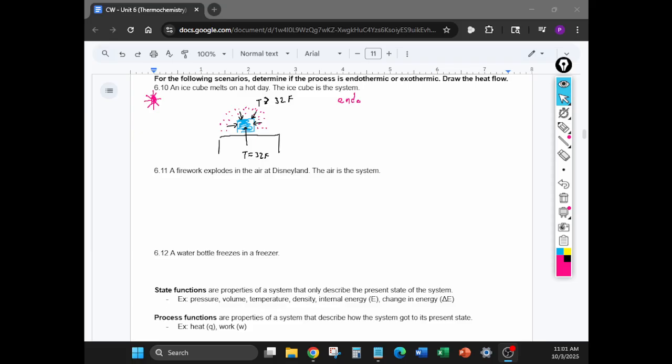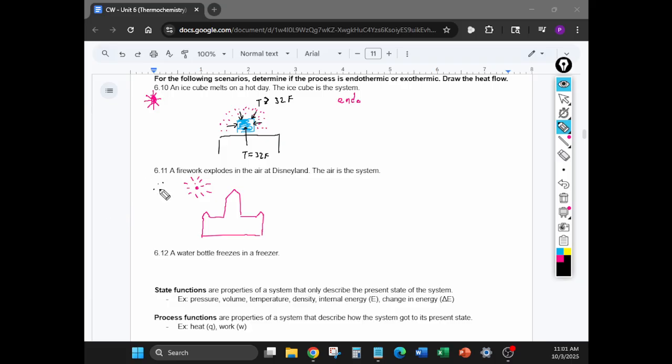Okay, so let's look at 611. A firework explodes in the air at Disneyland. So I'm going to draw my Disneyland castle, the worst place on earth, with overpriced Dole Whip and kettle corn and churros, and anyway. Wait, for number 12, you didn't say which one was the system. Yes, I did not. Okay, so the firework explodes and the air around the firework is the system.